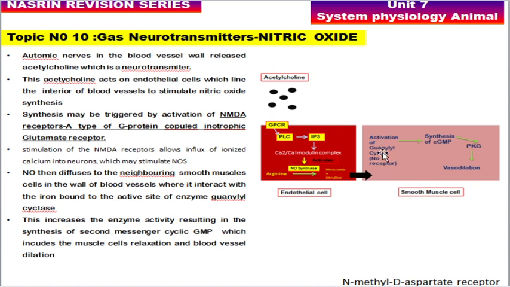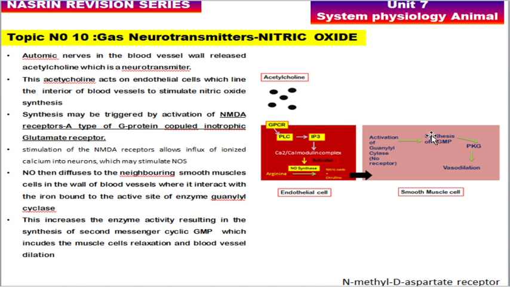So NO will diffuse into the neighboring smooth muscle cell in the wall of the blood vessel, where it will interact with another iron-bound enzyme called guanylyl cyclase. This guanylyl cyclase enzyme will act as a nitric oxide receptor, and it will produce cyclic GMP. Once cyclic GMP is produced, it will lead to vasodilation by activating the intermediate part called PKG. So here you should know the guanylyl cyclase catalyzes the synthesis of cyclic GMP from GTP.